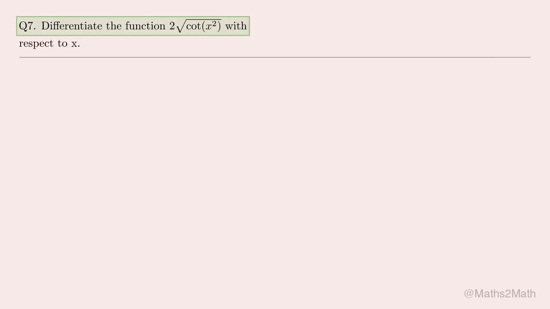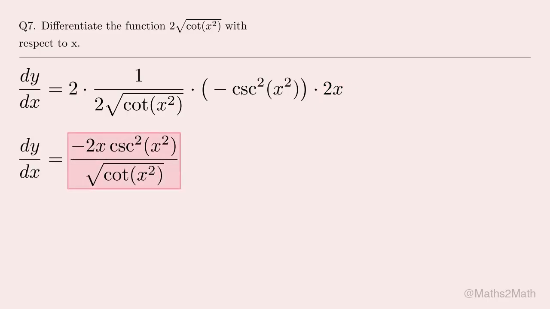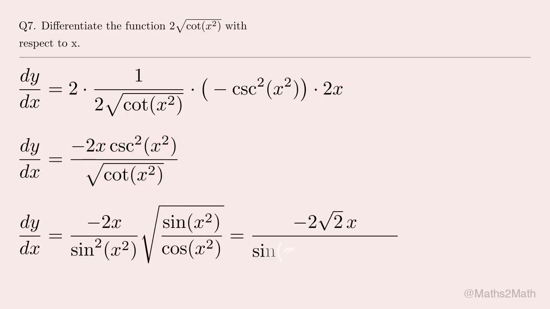Question 7. Twice the square root of cotangent of x squared, 3 layers under a constant, root, cotangent, and x squared peel off one by one. Chain rule through the 3 layers, half over the root, minus cosecant squared, and 2x. Cancel the 2's and collect. Optional tidy form. Write cosecant and cotangent in sines and cosines, and use sine of 2 theta equals 2 sine theta cosine theta.